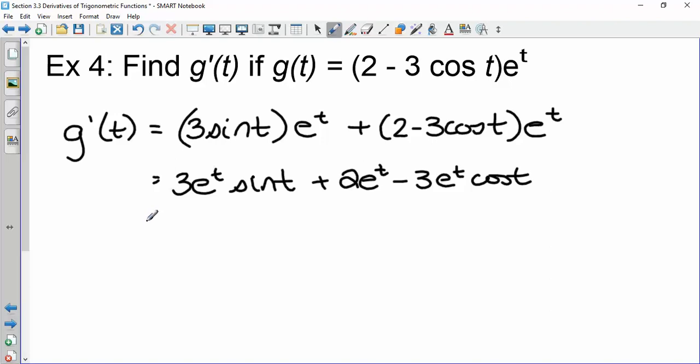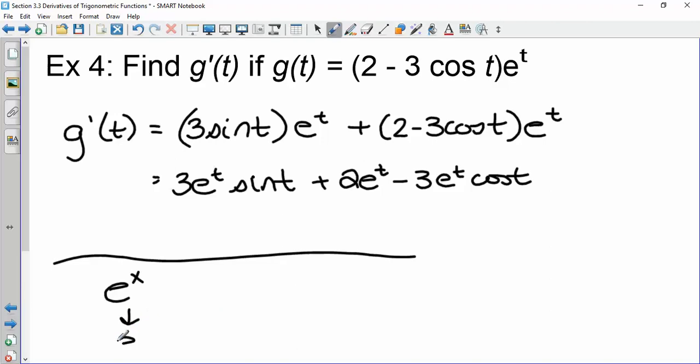Yeah, that one's kind of confused. How is that e to the t again? Remember we had a rule that said if you have e to the x, the derivative is still e to the x. That's if it's e to any variable, so the t just took the place of that. So that was just a rule that we had in the last section.